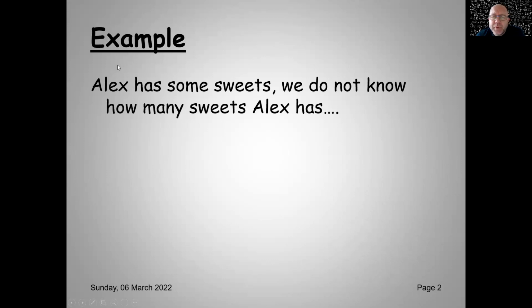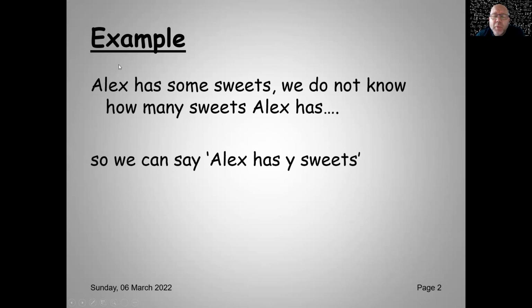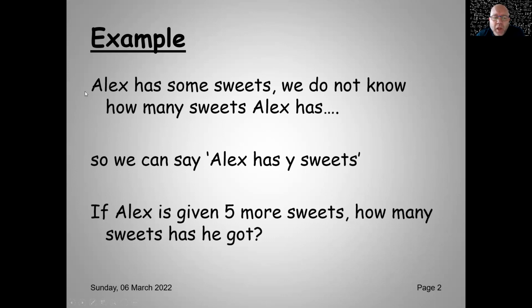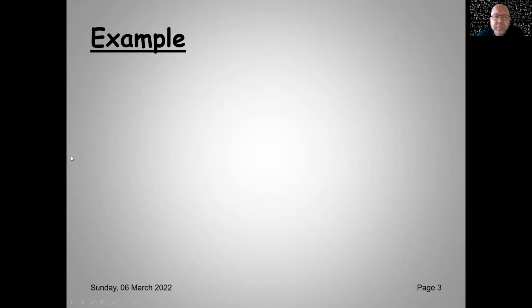Alex has some sweets. We don't know how many sweets Alex has, so we're going to call them Y. Alex has Y sweets. It's an unknown number at the moment. Now, if he's given 5 more sweets, we can say in an algebraic equation that he has Y plus 5. We've got this unknown number that we started with, but we've added 5 more. So we've got Y plus 5.